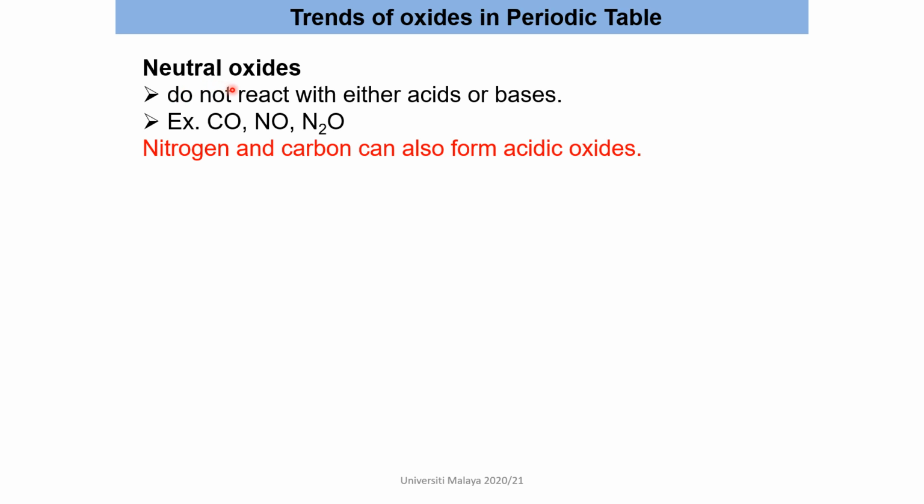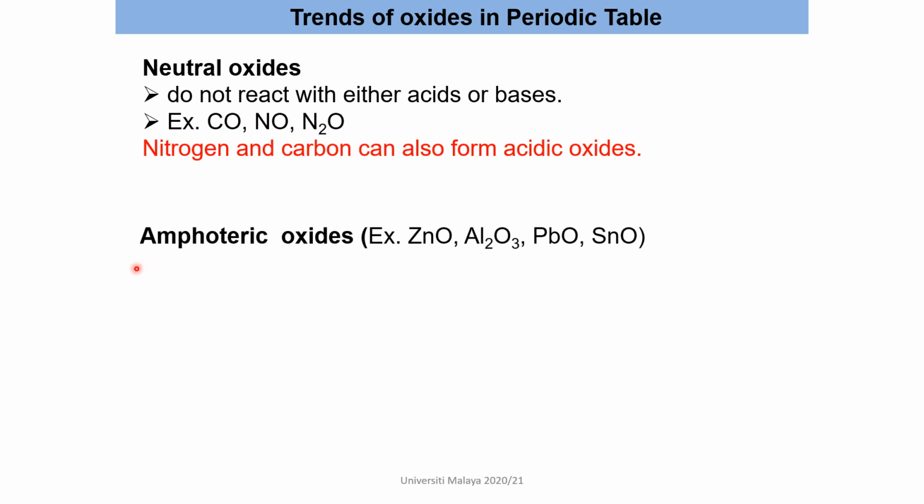There are also neutral oxides, so they do not react with either acids or bases. For example, here we have carbon monoxide, nitrogen monoxide, and also dinitrogen oxide. So nitrogen and carbon can also form acidic oxides other than only neutral oxides.